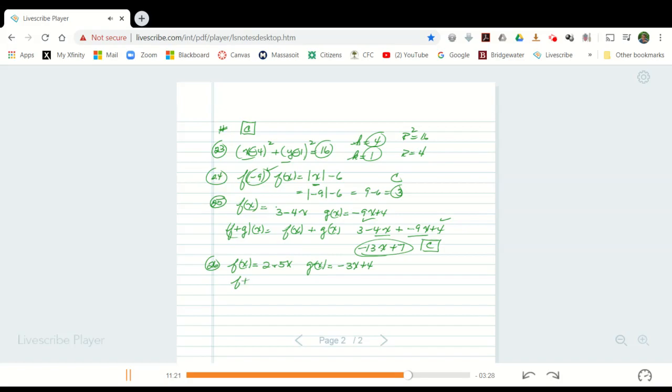So this is 2 plus 5 times 1. 2 plus 5 is 7. A minus 3 times 1 is a minus 3 plus 4 more. Well, that just simplifies to 1. And then 7 plus 1. And what happened?